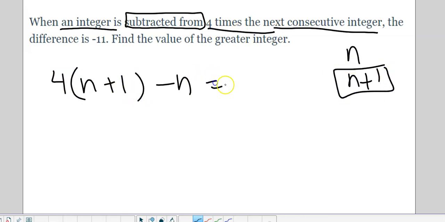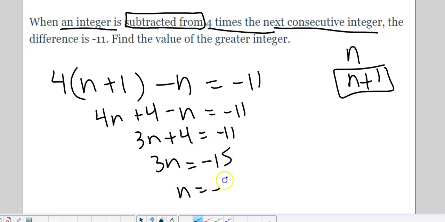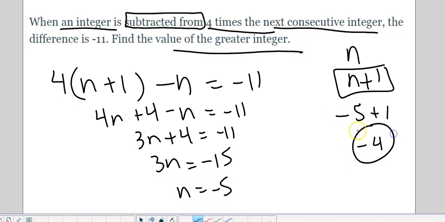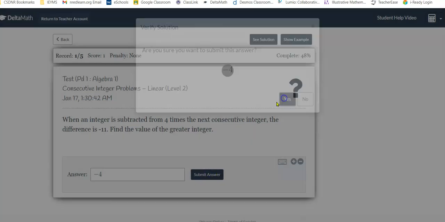Well, this is the exact same problem as last time, different digits. Subtract 4 from each side. Divide both sides by 3. Find the value of the greater integer. Well, -5 plus 1 would be -4. So I'm going to type that in here. Let's see if I can get a different looking question next time.